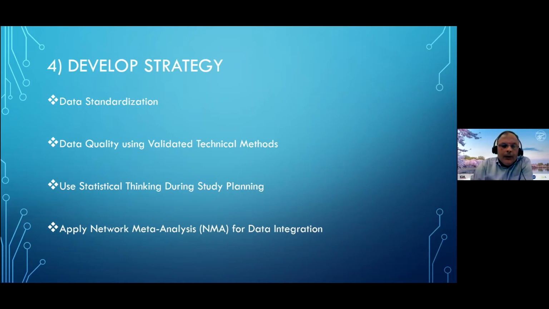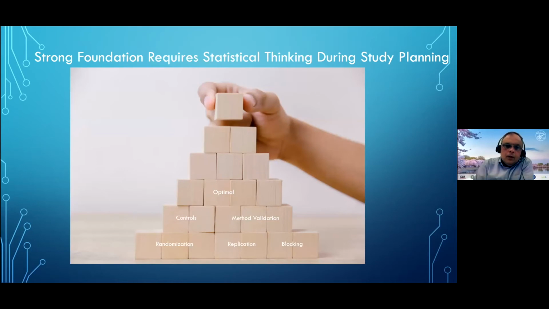I want to spend a little bit more time on the third and fourth bullet points here. So we have been using statistical thinking during the study planning. If you're a statistician by background, you're familiar with those topics covered in a typical experimental design course. So randomization, controls, blocking, replication. Those are critical concepts and things we used when we were planning the studies.